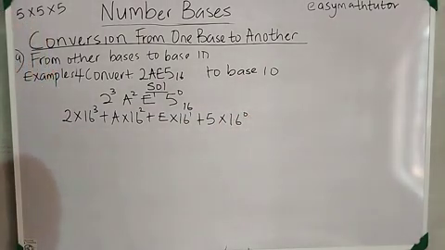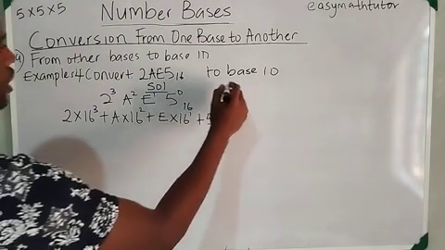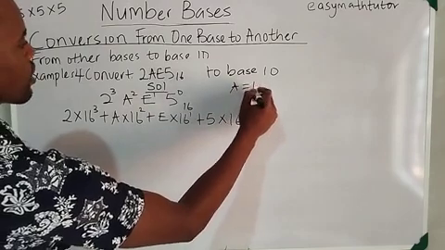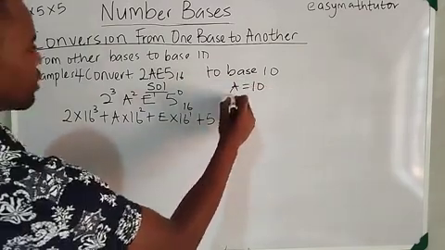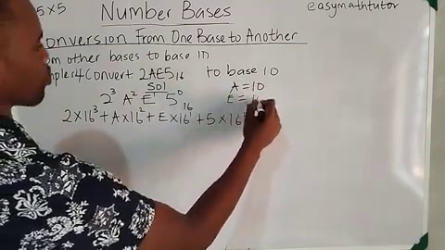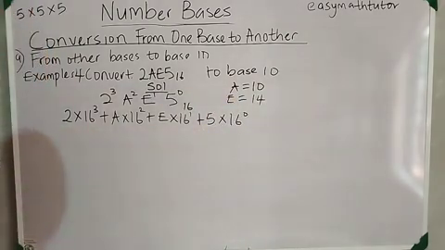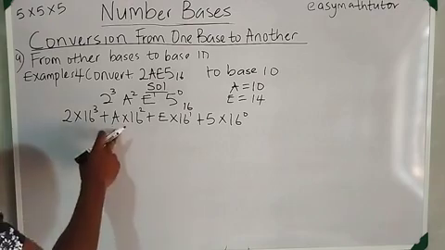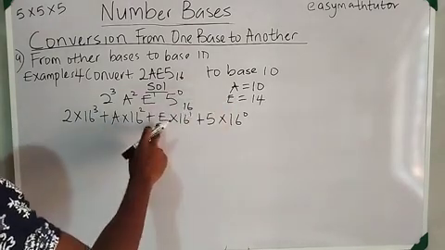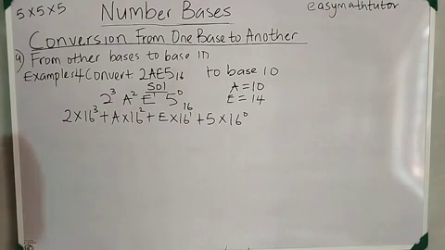If you remember from my last video, we learned that in base 16, A represents 10 and E represents 14. If you are confused about this, do well to check out my introduction to number-based video where I explained why this is so. This means that anywhere we have A in our question, we are going to replace it with 10, and anywhere we have E, we are going to replace it with 14.